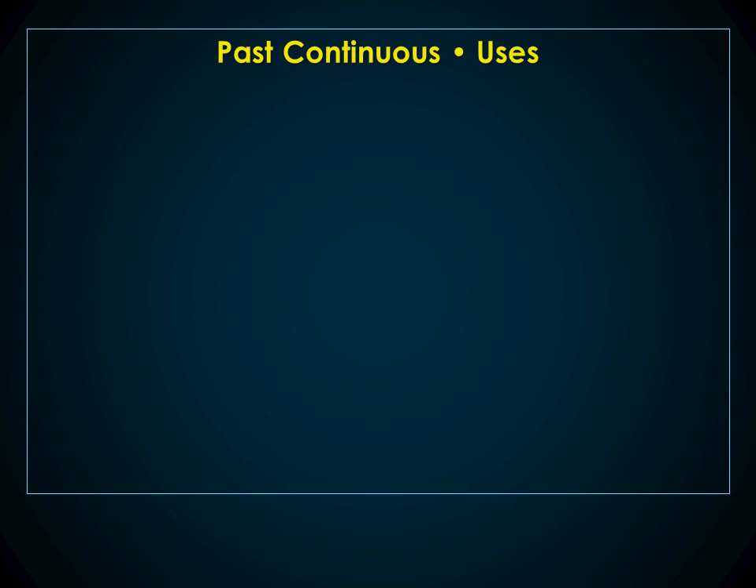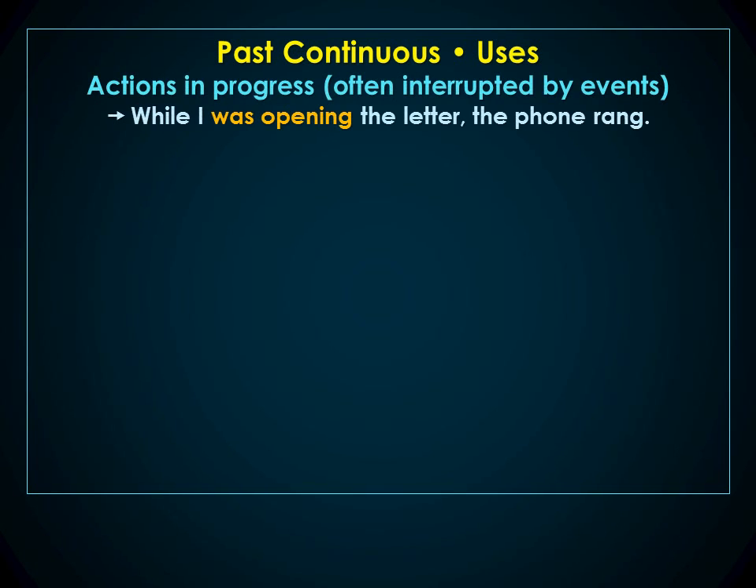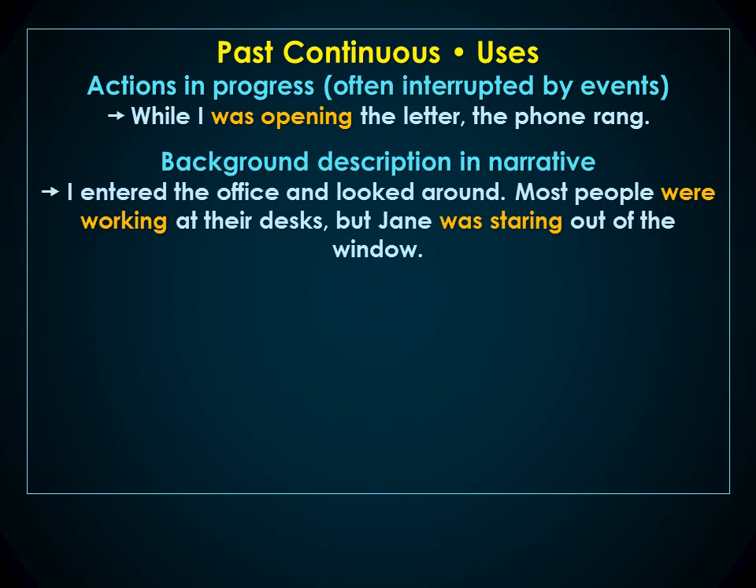Then comes past continuous, to talk about actions in progress, often interrupted by events. While I was opening the letter, the phone rang. When giving a background description in a narrative: I entered the office and looked around. Most people were working at their desks, but Jane was staring out of the window.